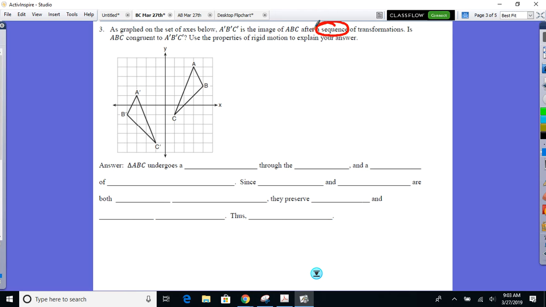All right, anytime it asks for a sequence, it's looking for two or more transformations that map these onto each other. This might be a little tougher, so go ahead, I'll give you a couple extra minutes here in your groups. Find how ABC and A prime, B prime match up. Two or more here. I'm looking for something specific. You and your group may do a different two, that's fine.